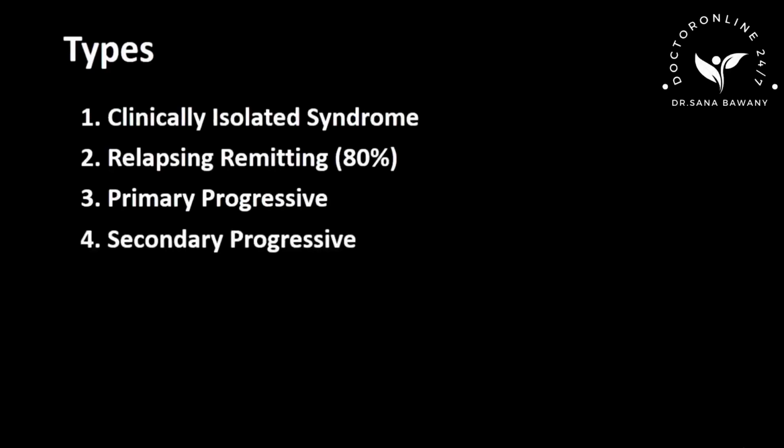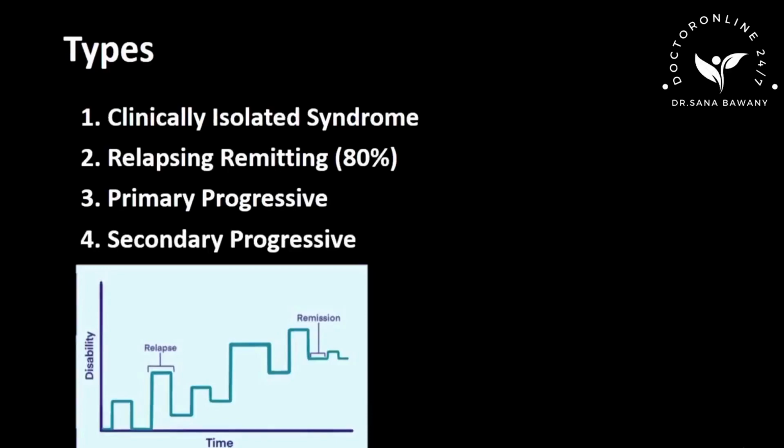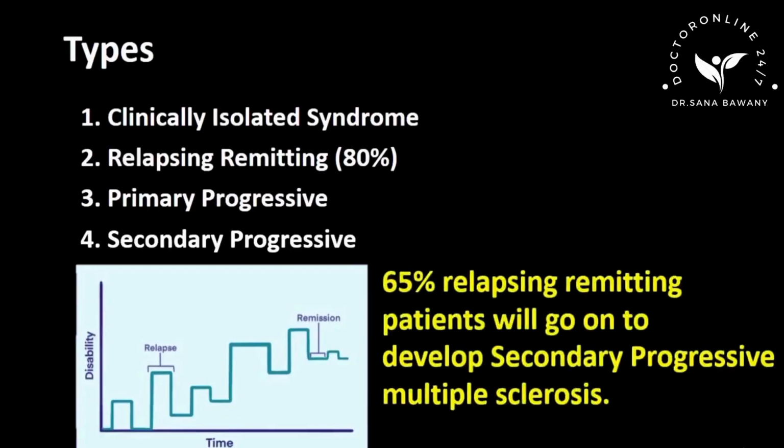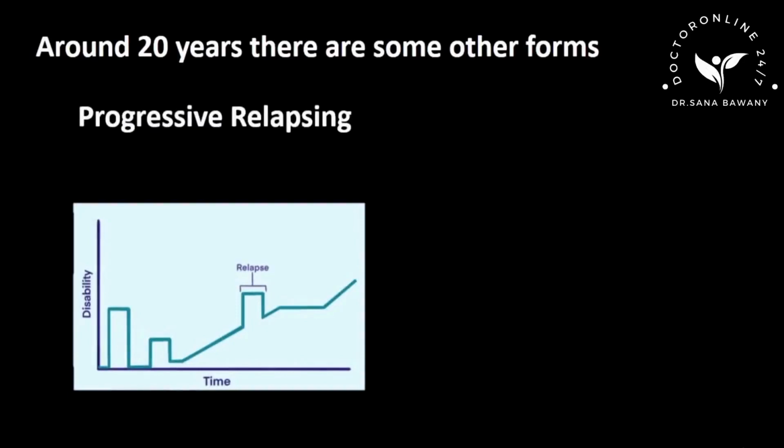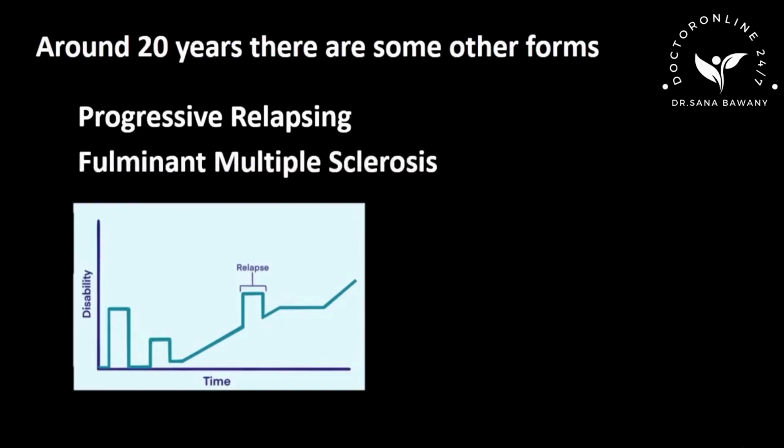Secondary progressive is where patients initially have a relapsing remitting course, but then change to have progression of disease between relapses. Around 65% of relapsing remitting patients will go on to develop secondary progressive multiple sclerosis, most frequently after around 20 years. There are some other forms, including progressive relapsing, which is where there is a gradual deterioration from the onset that also features relapses, and fulminant multiple sclerosis, when there are multiple relapses and a rapid progression.